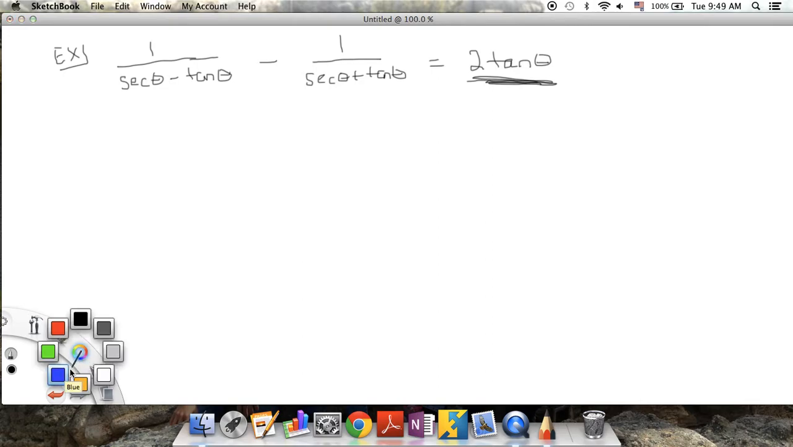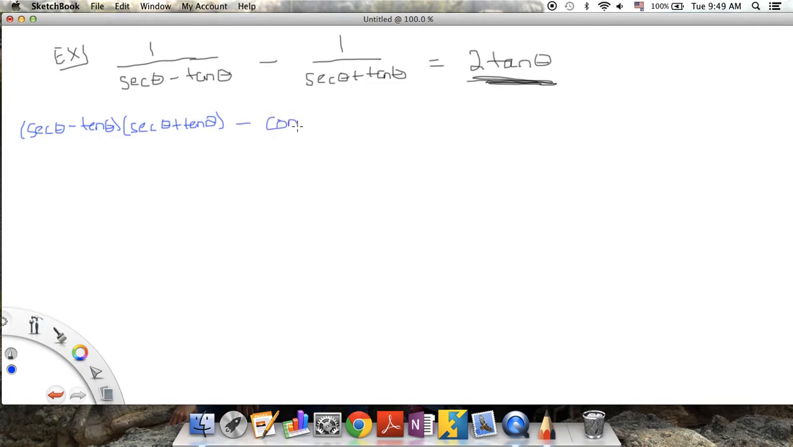Well, what happens when you have fractions? Well, we want a common denominator. So what's our common denominator? Our common denominator is secant theta minus tangent theta times secant theta plus tangent theta. That's our common denominator.